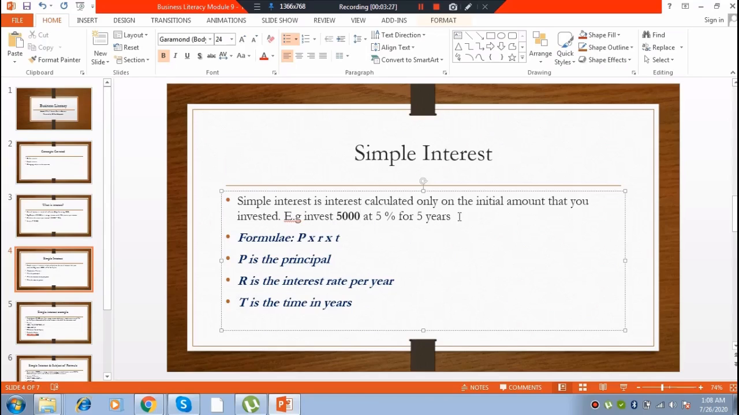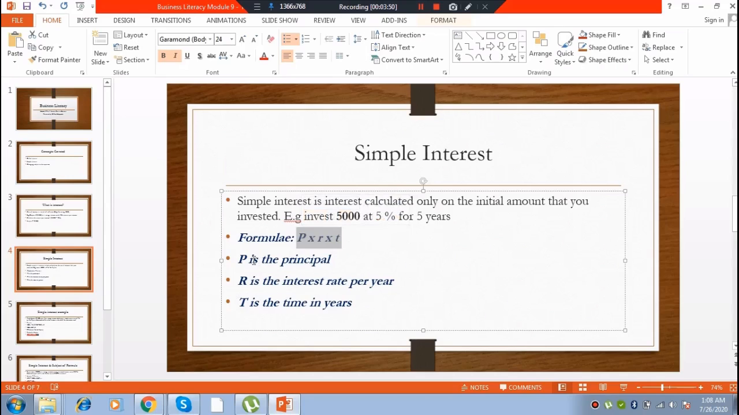Now, how do we calculate simple interest? What is the formula for simple interest? We've got P times R times T. Those are the common items that make up your simple interest. So basically, in simpler terms, we're only saying, how do you calculate the interest that you generate in a particular year?